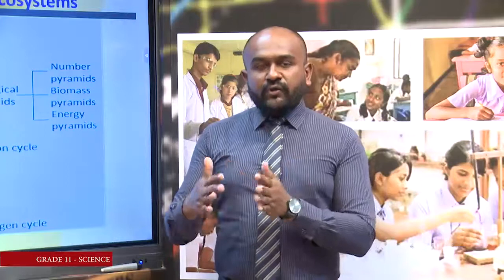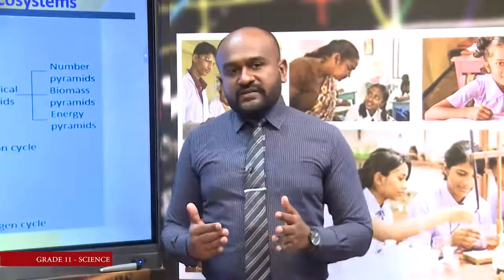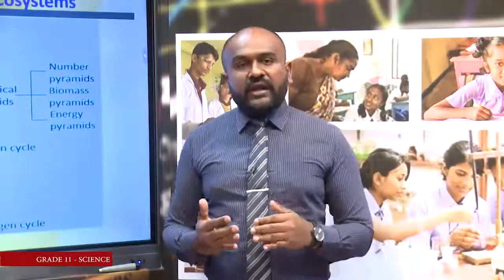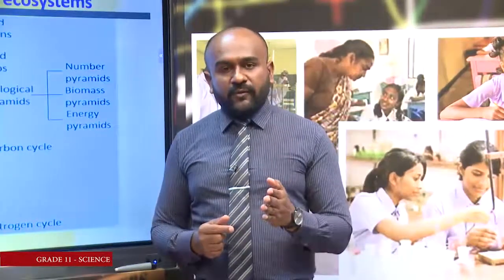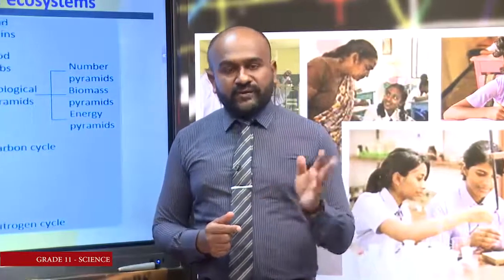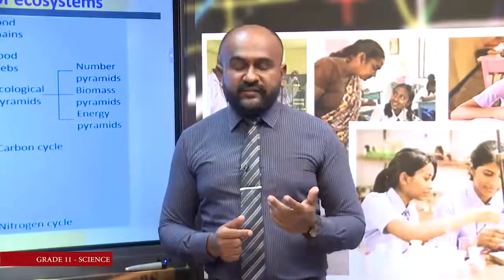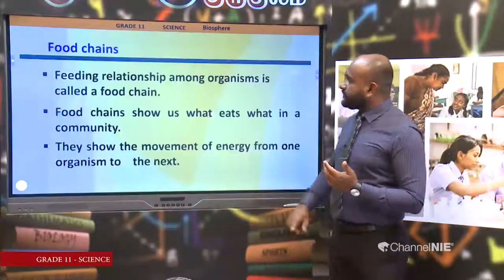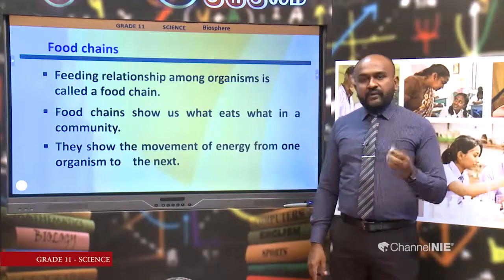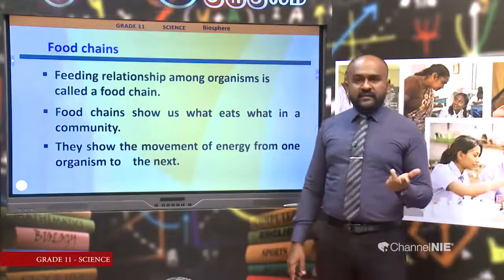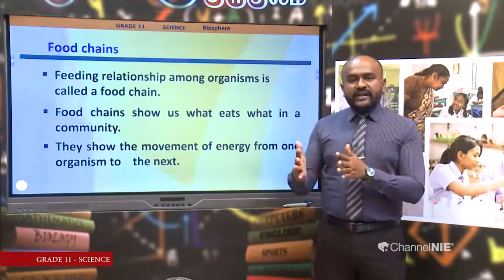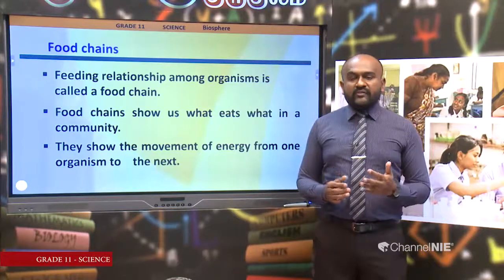Now, we are going to talk about the things that you see on this chart in a bit of detail. First, we talk about energy flow. To explain energy flow, we are using food chains, food webs and ecological pyramids. So, first we will talk about food chains. Already you know what a food chain is, because you learned this when you were in grade 6. That is the first time that you learn about the food chain. So, this shows a feeding relationship among organisms.